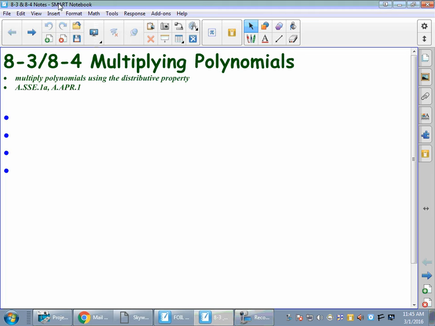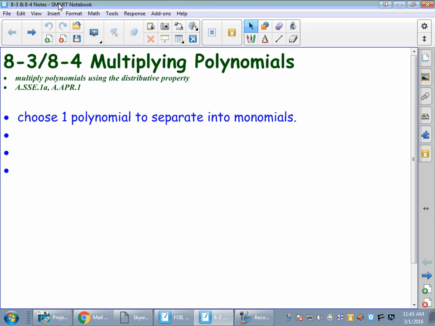These are your notes on multiplying polynomials. In this lesson, we are going to learn how to multiply a polynomial by another polynomial. Our last lesson involved multiplying a monomial by a polynomial. So now we're going to actually have two quantities, so maybe a binomial times a binomial, a binomial times a trinomial, or maybe two trinomials.